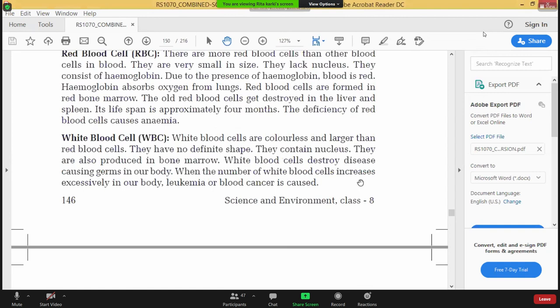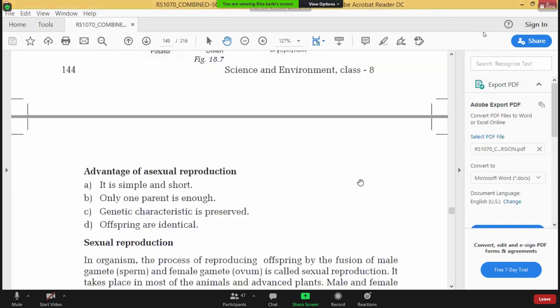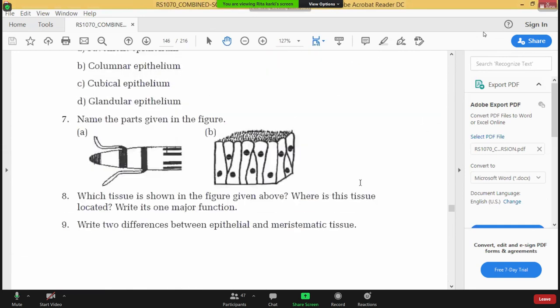Both of them are different tissues, as you can see in the picture. The first one is the meristematic tissue and the second one is the columnar epithelial tissue. We need to write that figure A shows meristematic tissue, whereas figure B is the columnar tissue. Similarly, you need to write the location for both. Where is meristematic tissue located? Where is columnar tissue located? Similarly, you also need to write one function of meristematic tissue as well as columnar tissue. Both of them are different, so you need to write it separately.